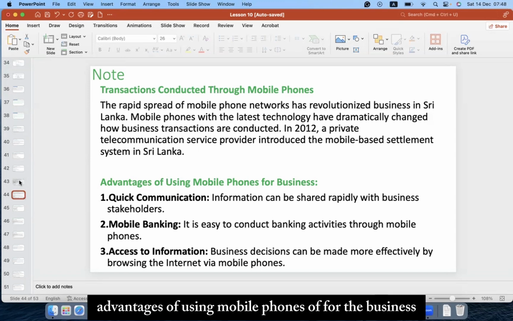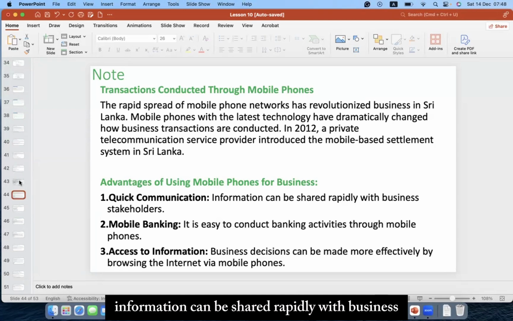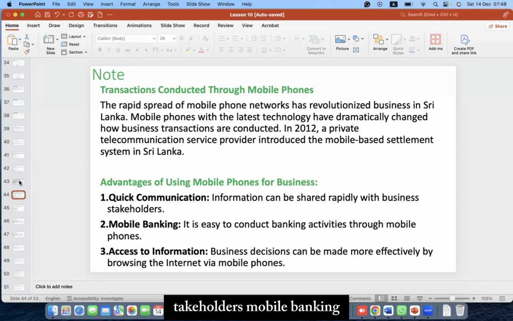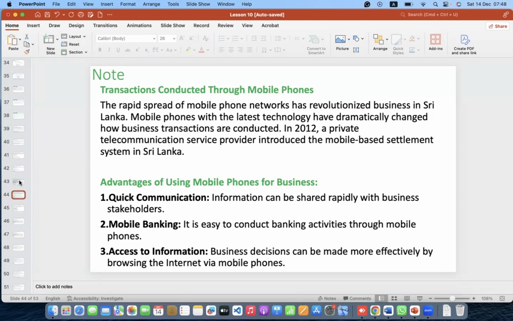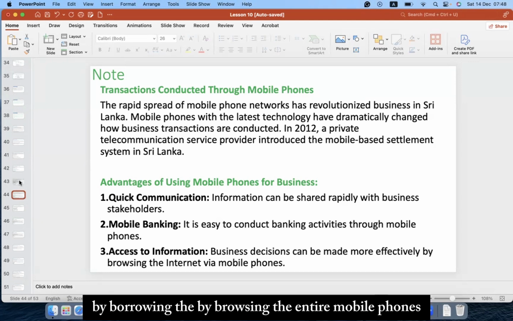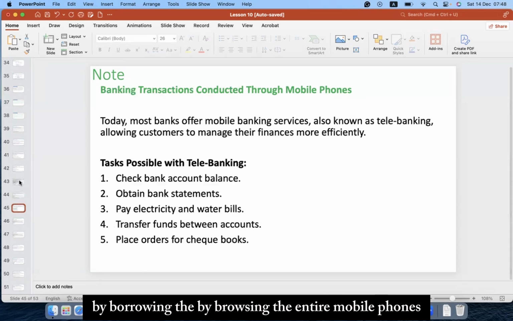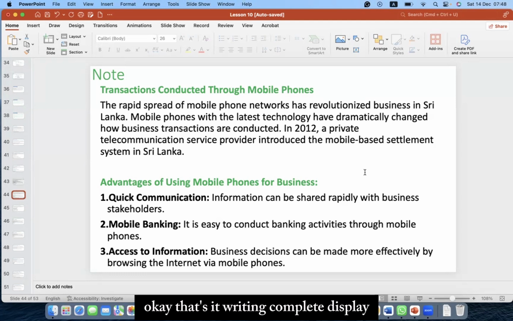Advantages of using mobile phones for business. Quick communications: information can be shared rapidly with business stakeholders. Mobile banking: it is easy to conduct banking activities through mobile phones. Access to information: business decisions can be made more effectively by browsing the internet via mobile phones. Okay, that's it. Write it, complete this slide.